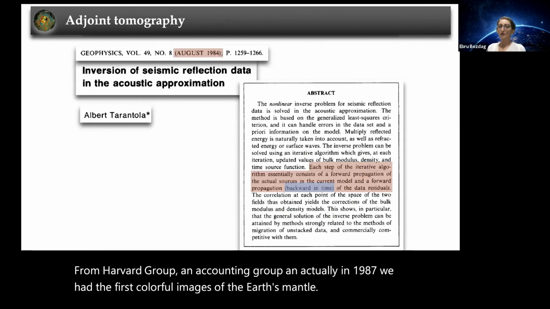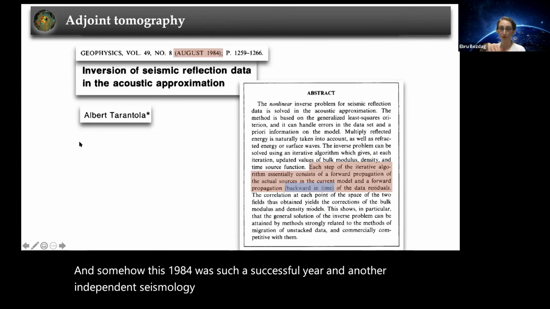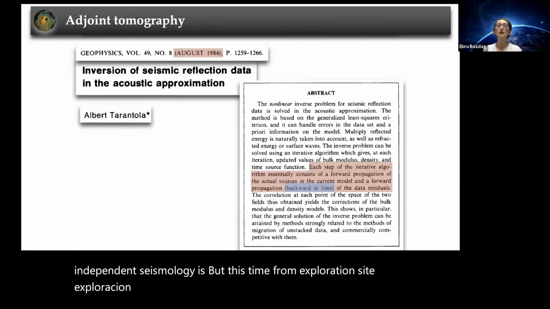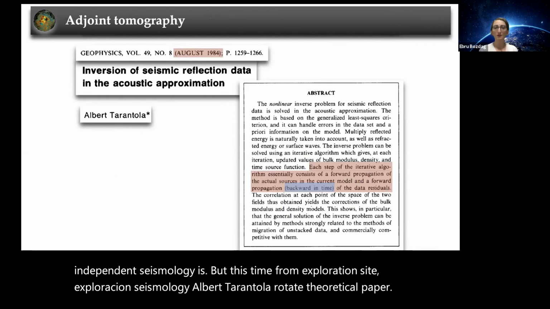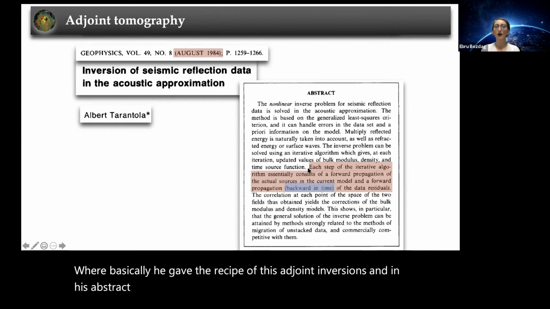And somehow this 1984 was such a successful year. And another independent seismologist, but this time from the exploration side, exploration seismology, Albert Tarantola, wrote a theoretical paper where basically he gave the recipe of these adjoint inversions. And in his abstract, he already mentioned how the full waveform inversion should be performed.